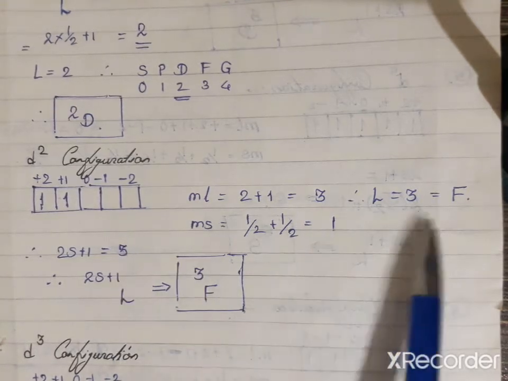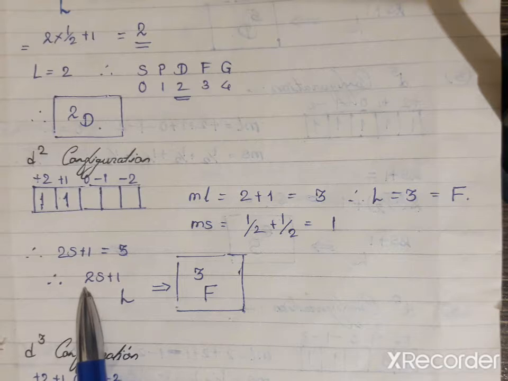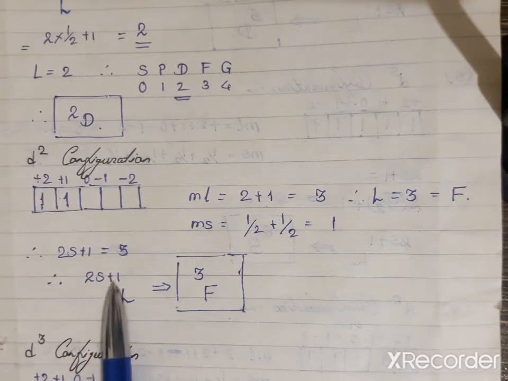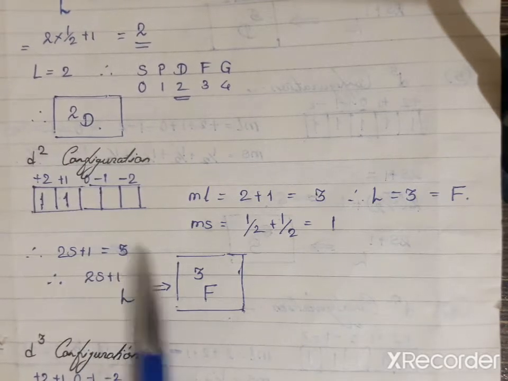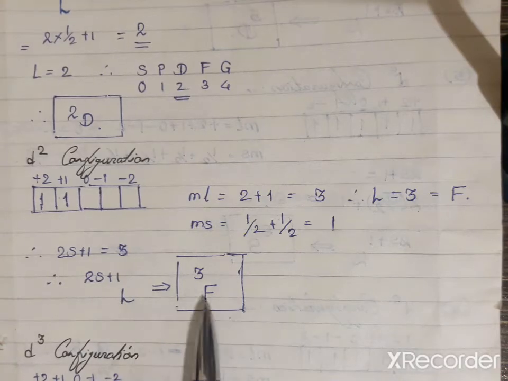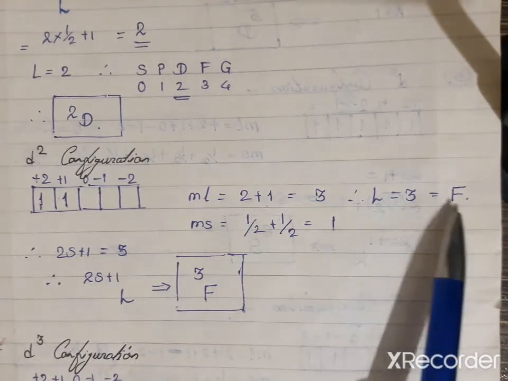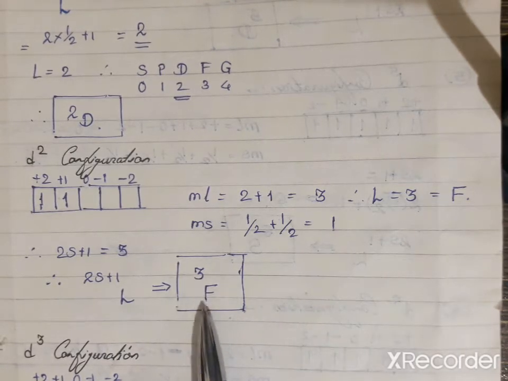Okay. So the term is F. So write down the Russell-Saunders term in this form, or ground state term symbol, that is 2S plus 1 L, meaning spin-spin coupling and orbital-orbital coupling. So 2S plus 1 is equal to 3. Put that value over here, and then L is equal to 3, which is F term. That's why put that term over here. So this is triplet F.